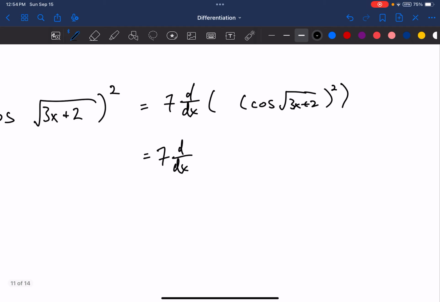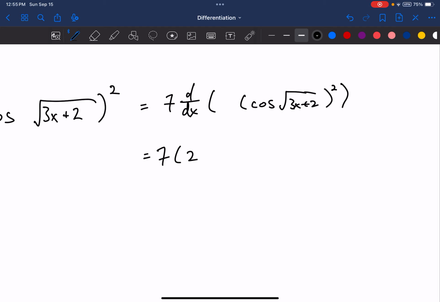Okay, so the first thing we would do is just look at what is on the outside, and for this question the outside would be 2, right? So we take the 2 down, and then we would rewrite the inside.